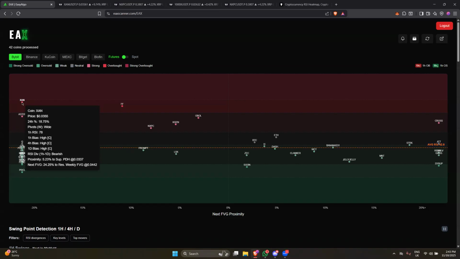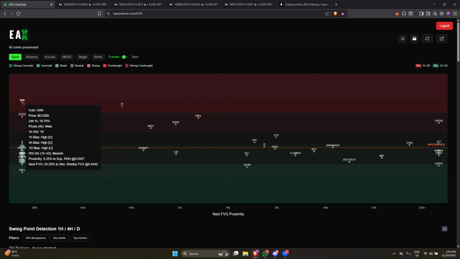RSI divergence bearish here, which is TDIX. Then your percentage of how much it's moved. You've also got your proximity to any form of key level that it picks up, so the closest key level is what it brings up. And then your proximity to the 50% of the fair value gap, so the closest fair value gap it will pick up.